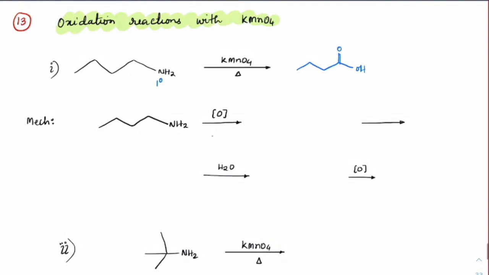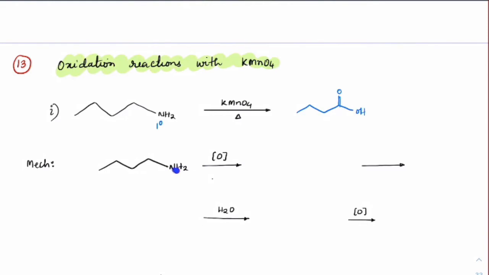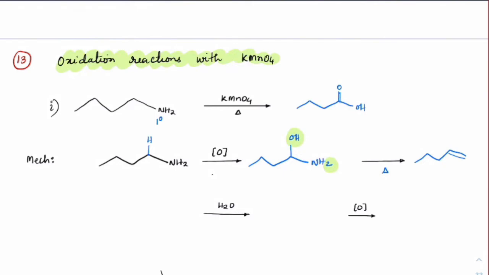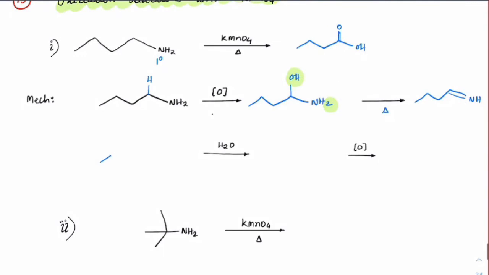Just a brief idea about the mechanism: with respect to this NH2, this is the alpha carbon. Alpha carbon will have a hydrogen here. So this hydrogen is a must. On this hydrogen, we can expect that the insertion of oxygen can take place, and we can have something like OH and NH2 formation here. And this OH and H on heating will come out as water and create an imine group. And that's how imines are formed.